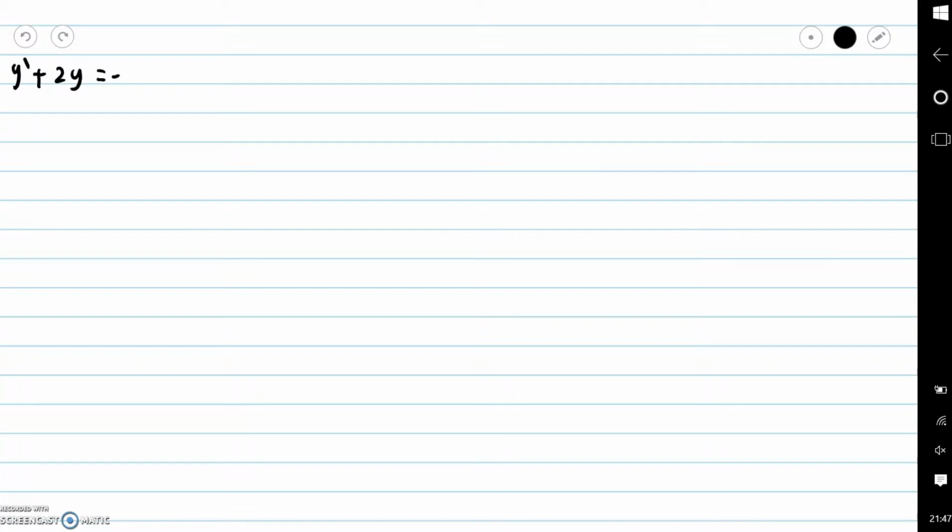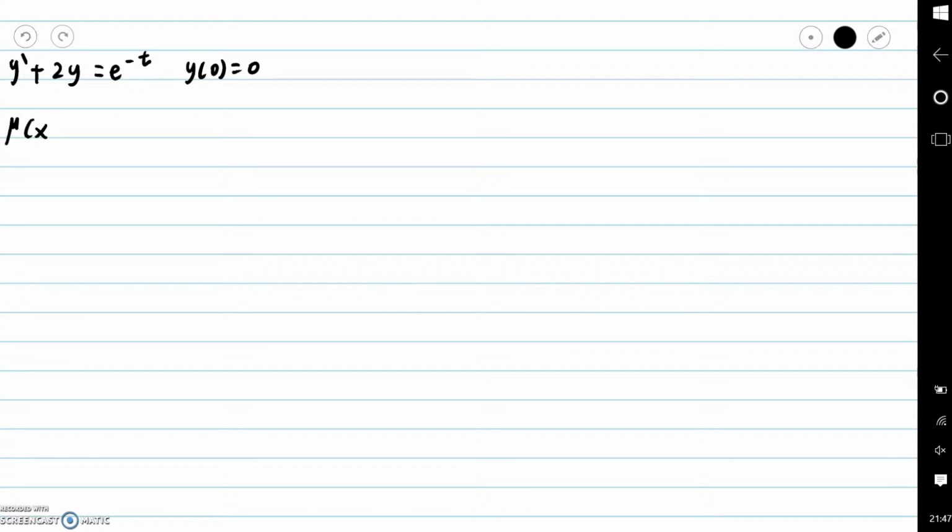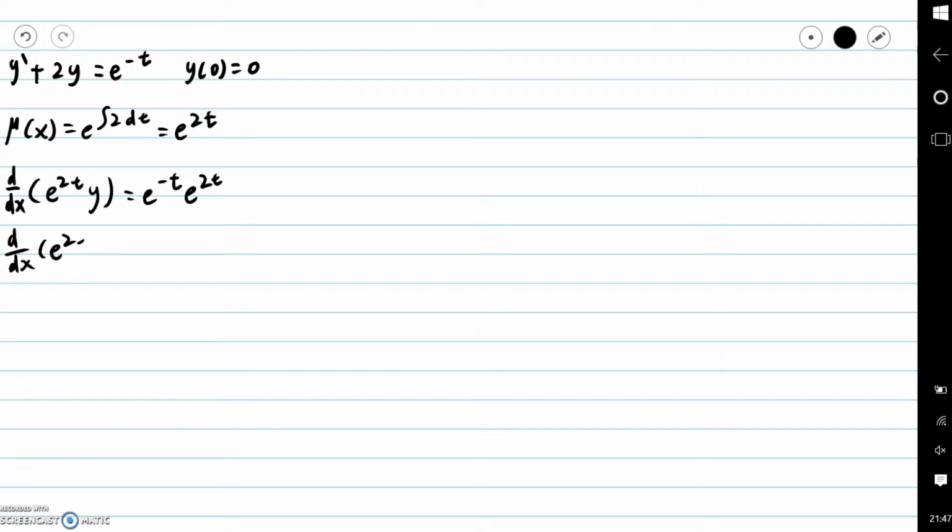For the second example, we have y bar plus 2y equals e to the minus t. This function already reveals the p(x), and that is 2. So mu(x) equals e to the power of the integral of 2 dt. The mu(x) will be e to the power of 2t. The derivative of e to the power of 2t times y equals e to the power of minus t times e to the power of 2t. We integrate the right side to get rid of the differential.